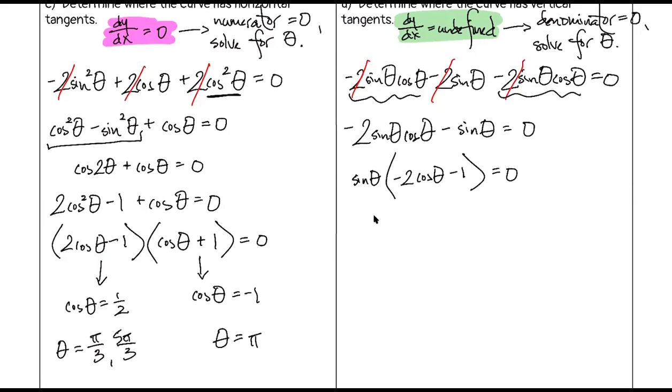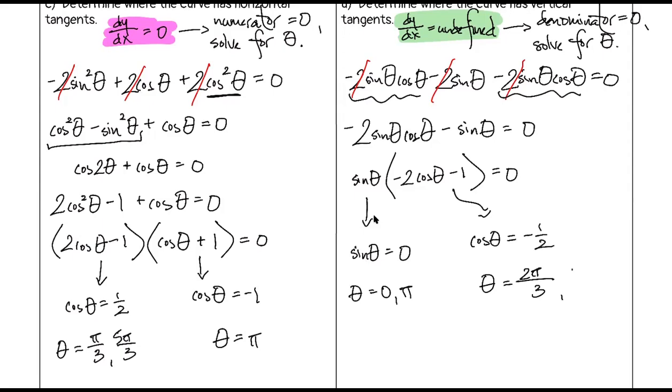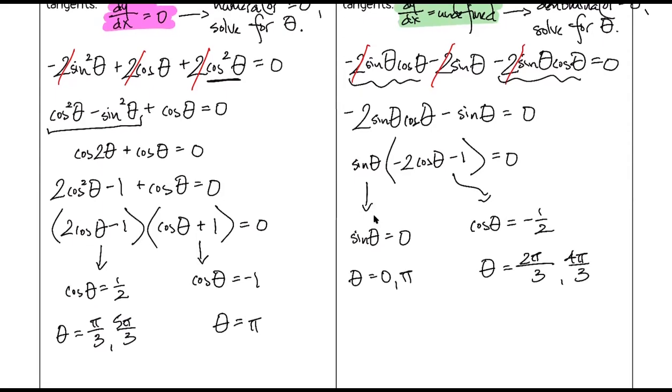Okay. Now I can set each piece equal to 0 and solve from there. So where does sine theta equal 0? Well, that's going to happen at 0 and pi. And this one gives me cosine theta equals 1 divided by -2, or -1/2. And where is cosine equal to -1/2? Well, I get 2 pi over 3, and I get 4 pi over 3. Okay.